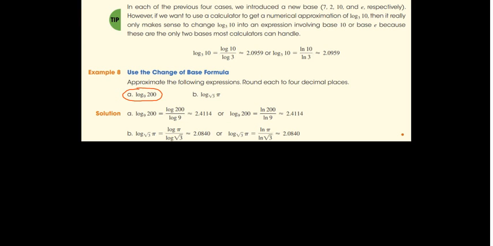All right, so what we would do is write the log of the argument over the log of the old base, which is 9. And same thing over here. We could take the natural log of the argument over the natural log of the old base, and we'd get 2.4114 in both cases. And of course, we see that also in B. Okay, but again, moving forward, I will be using natural logs.